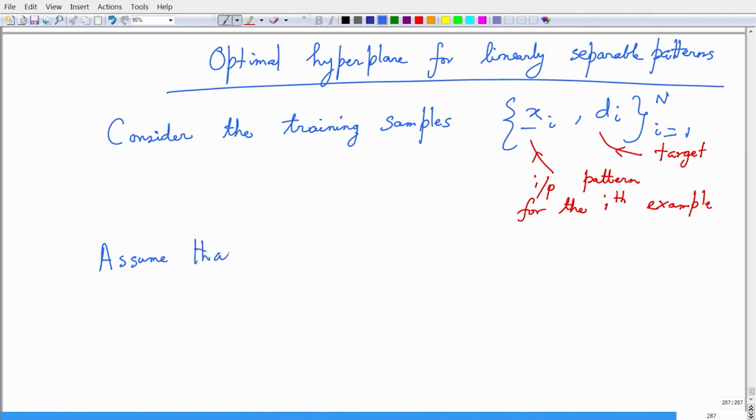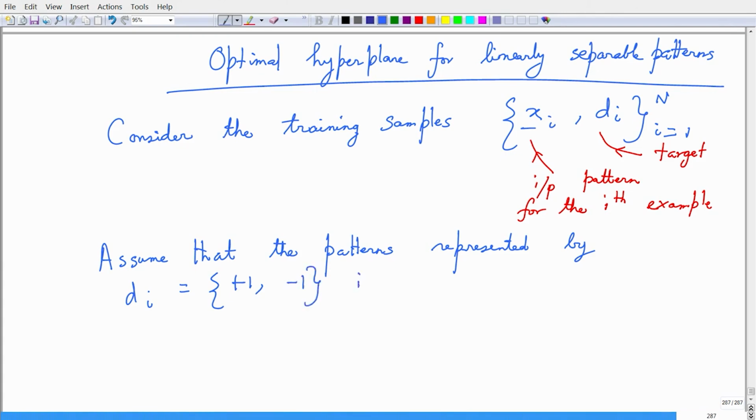So, we assume that the patterns represented by di, which belongs to +1 or -1, are linearly separable. Okay. This is an important assumption that we have, because we are dealing with optimal hyperplanes for linearly separable patterns.